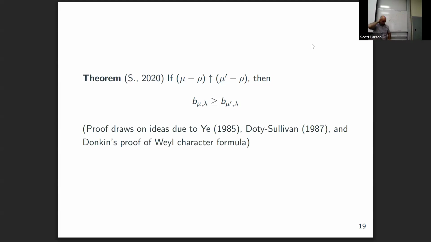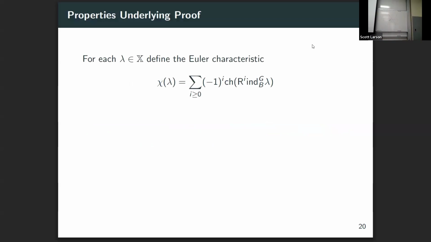And the ideas of this proof come from the papers listed here, a paper by Weyl. Really, this is the main idea within this paper here. Doty and Sullivan sort of more clearly explain this idea. And then there's a very nice proof, Donkin's proof of the Weyl character formula, which the idea is also borrowed from. Let me try to quickly say what's going on. I want to get to the geometry stuff.